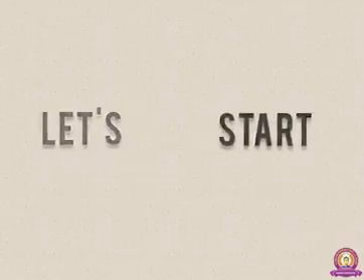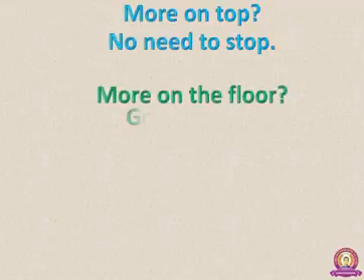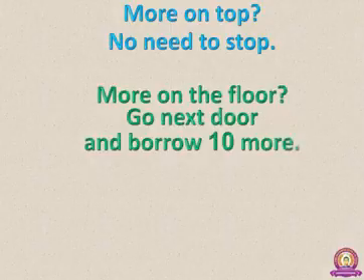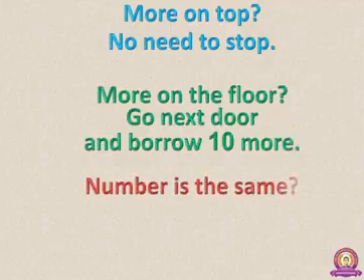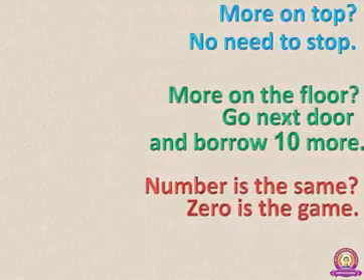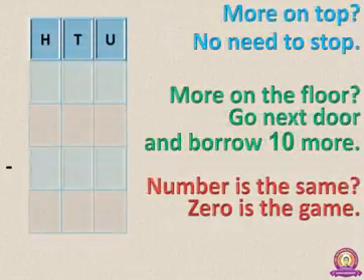Let's start. More on the top. No need to stop. More on the floor. Go next door and borrow 10 more. Number is the same. 0 is the game. Very good. Let us subtract the next numbers with the help of the poem.